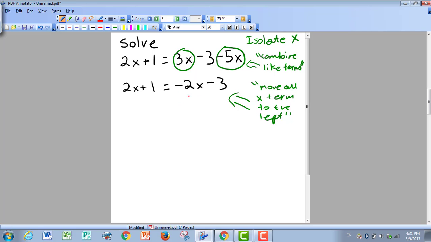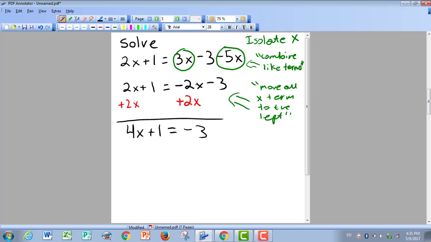So I'm going to get rid of this negative 2x on the right. I'm going to do the opposite of negative 2x and add. And since this is an equation, as long as I do the same thing to both sides of the equation, I'm good. So I add 2x to the other side. 2x and the 1 again can't combine, so we're combining the two 2x's together to get 4x. On the left I have 4x plus 1, and on the right I now have just minus 3 because the negative 2x and the plus 2x cancel out and you get 0.